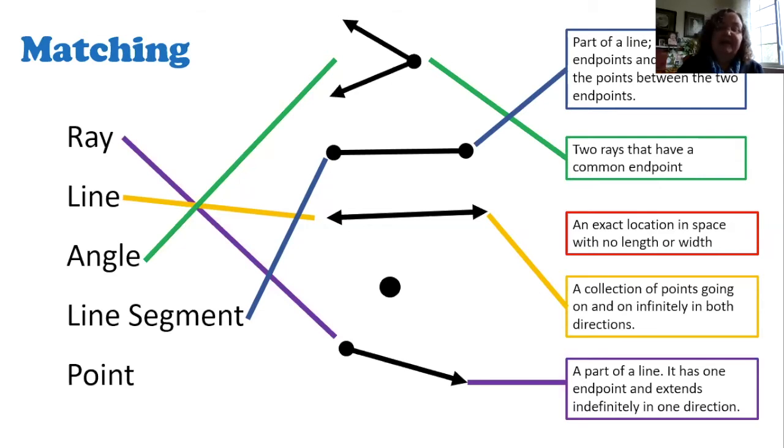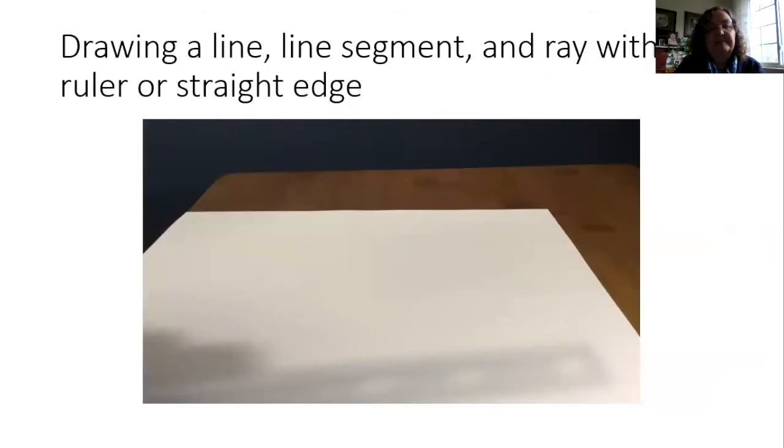And then finally, probably the easiest one is my point. And my point is an exact location in space with no length or width. Very good. That was fun playing a match game.